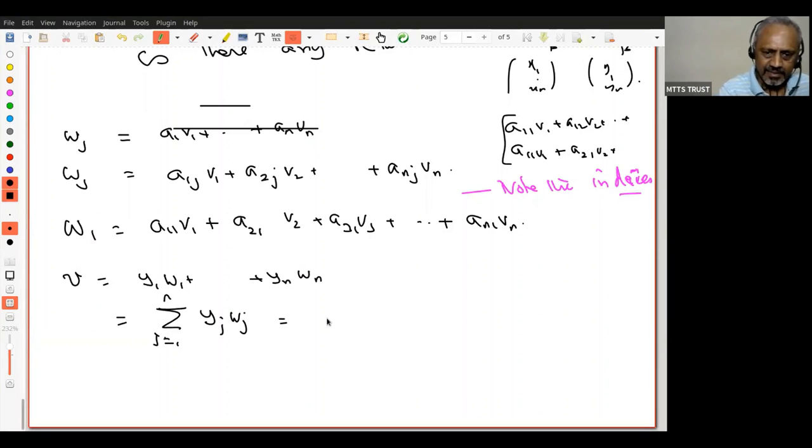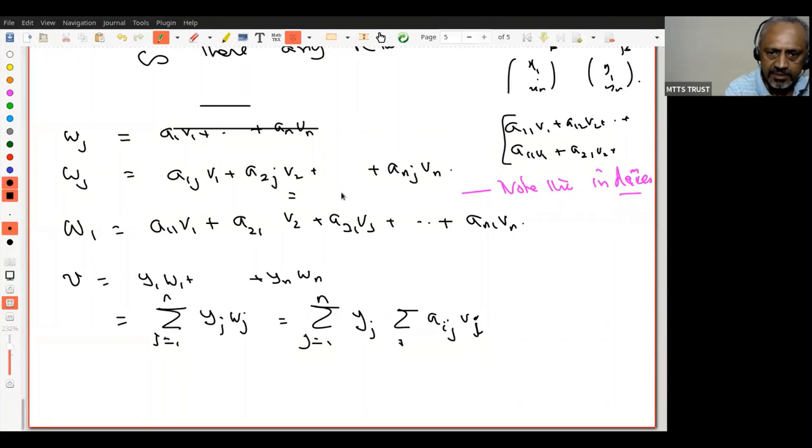Now this is the same as the summation over j equal to 1 to n of yj wj. But what is wj? I can again write it in shorthand notation. It is a1j, with j fixed, and then 2, 3 and so on. Therefore I should write it as aij vi. This is the summation of aij vi, i equal to 1 to n.